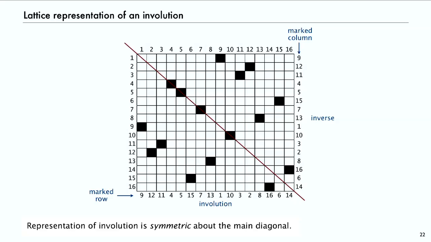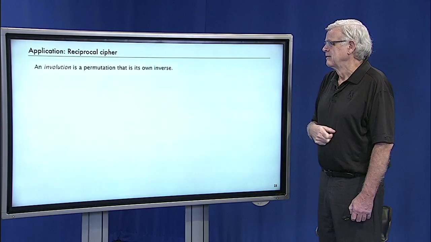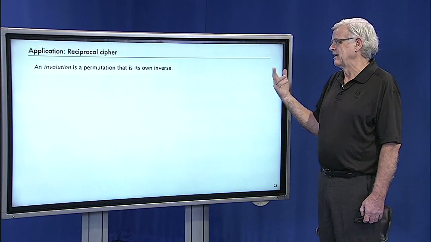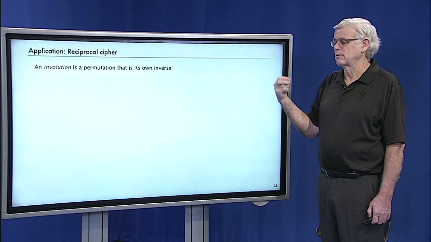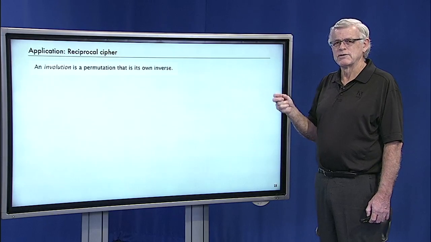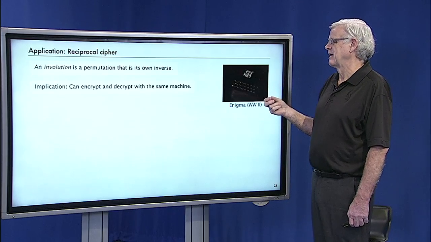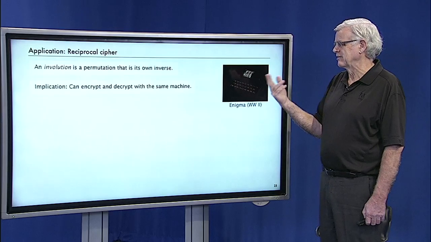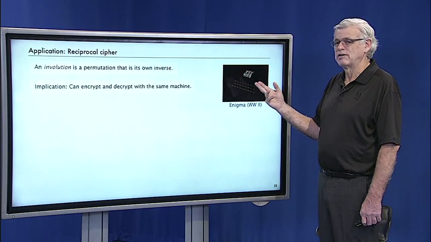And if you transpose it, you get the same thing back. So an involution is its own inverse, and you see that from the lattice representation immediately. And in terms of applications, there's the idea of a reciprocal cipher. If you use an involution, then you can encrypt and decrypt with the same machine.